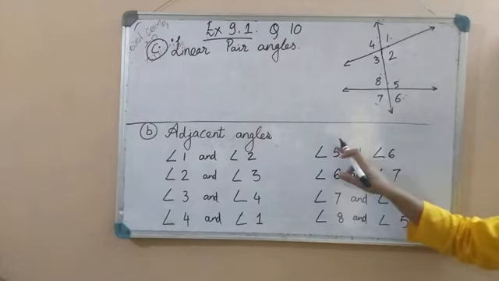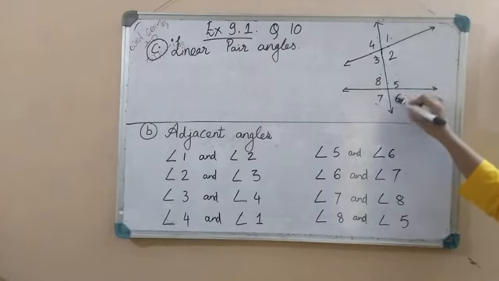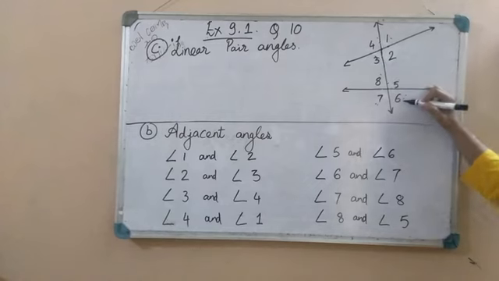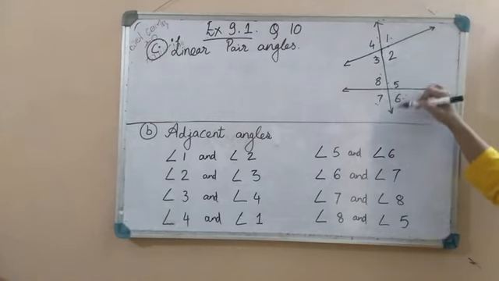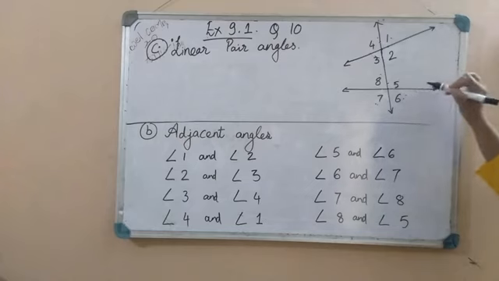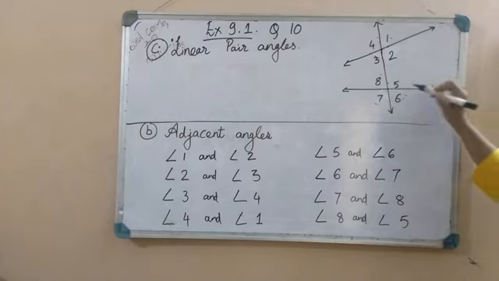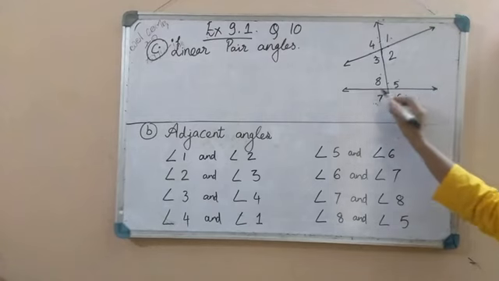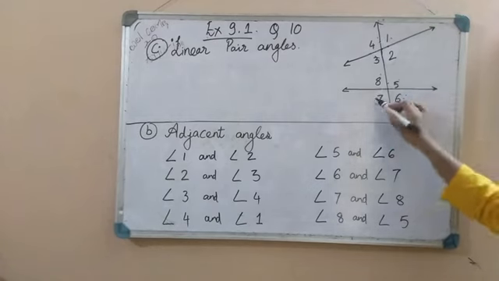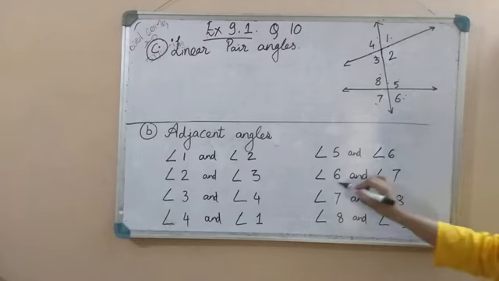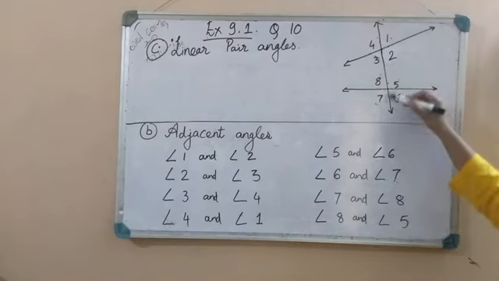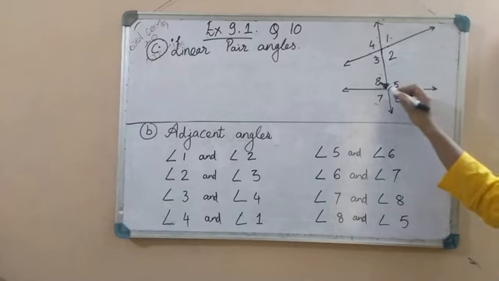Now in the same way here also, angle 5 and angle 6 are made on a straight line. So if I add these 2, I will get 180. So that's why they are linear pair angles. Angle 6 and 7 are also made on the straight line. So if I add them, I will get 180 again. 6 and 7. And now 7 and 8, again a linear pair, and 8 and 5 again.